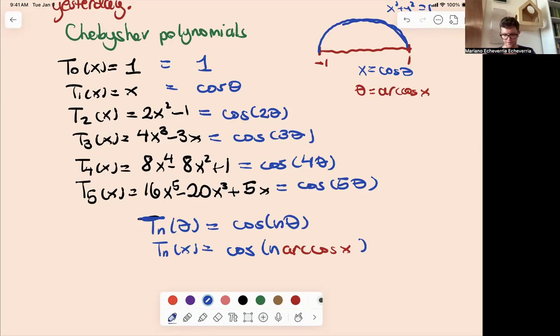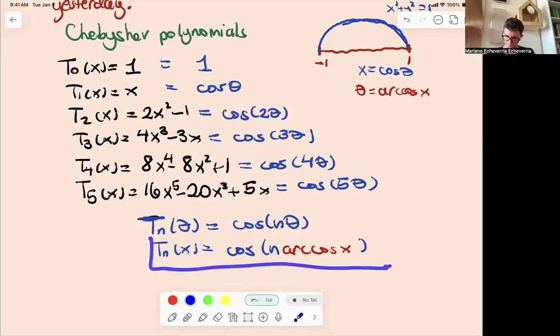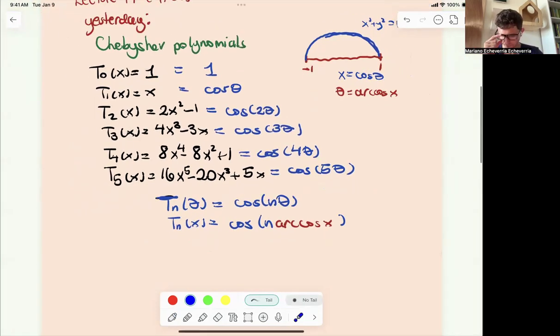And if you had started by writing it this way, it wouldn't have been clear at all that you end up getting a polynomial or anything like that. But that is how these Chebyshev polynomials are found. And again, tomorrow we'll talk about why they're useful for numerical analysis. Right now, I'm just introducing them.